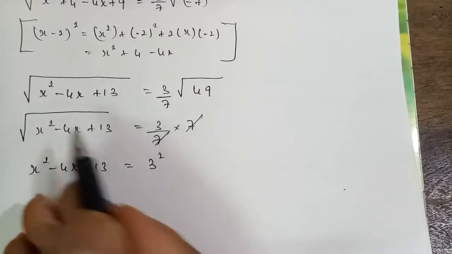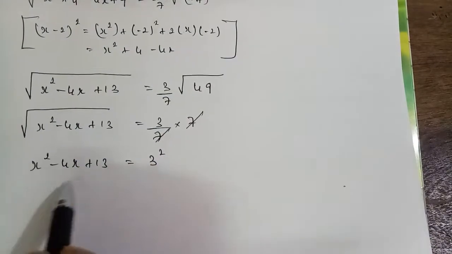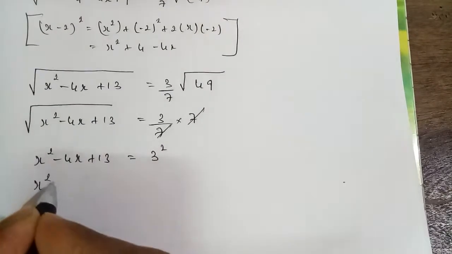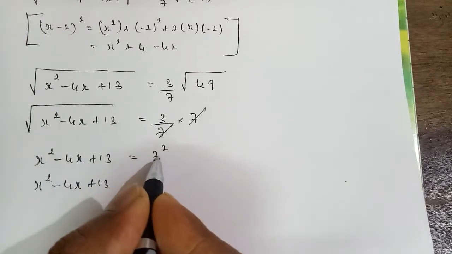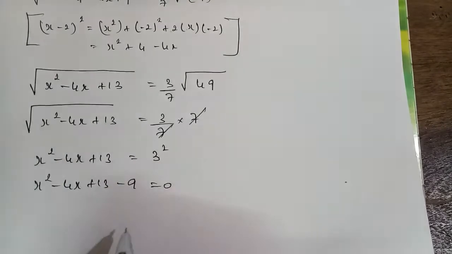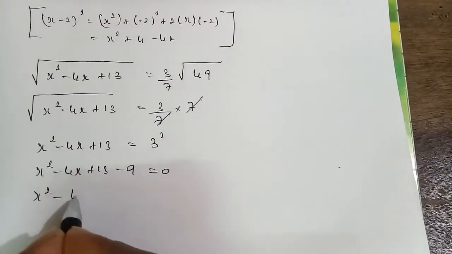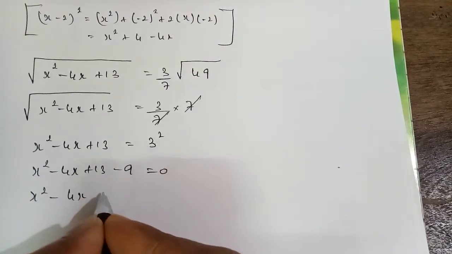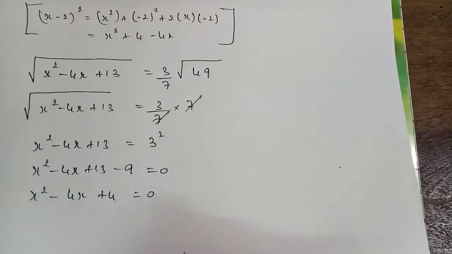Or else we can say it like that also: the square root goes to the right hand side and becomes square. So we have it like this. 3 threes are 9. So x square minus 4x plus 13, and 3 threes are 9, this 9 will come inside, so it will go minus 9 equal to 0. So last we have x square minus 4x, 13 minus 9 is 4, so plus 4 equal to 0.